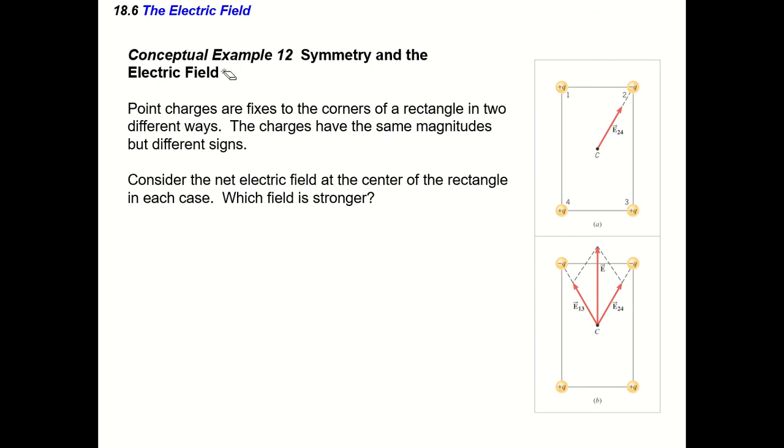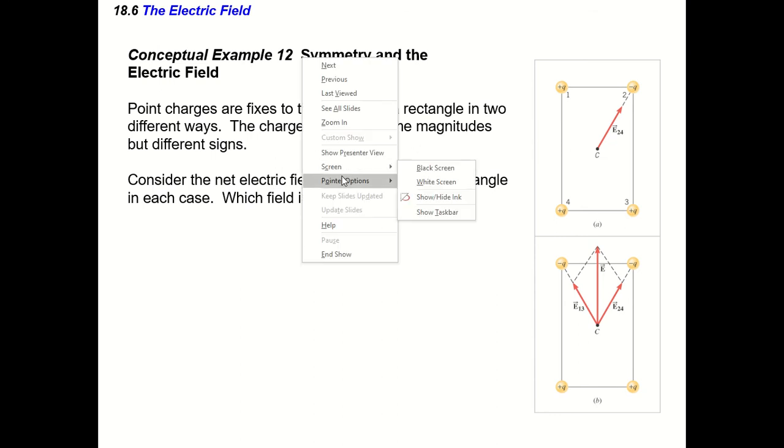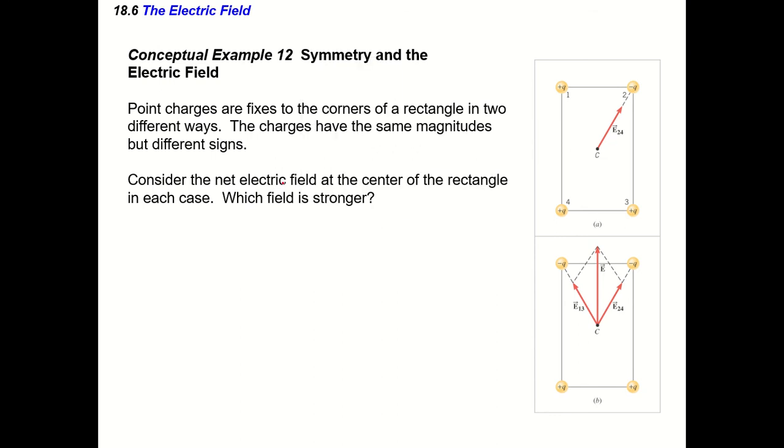So we have here another conceptual example 12, symmetry and electric field. Point charges are fixed to the corners of a rectangle in two different ways. The charges have the same magnitudes but different signs. Now consider the net electric field at the center of the rectangle in each case. Which field is stronger? Okay, so we have here the illustration. So we have here the net electric field at the center.